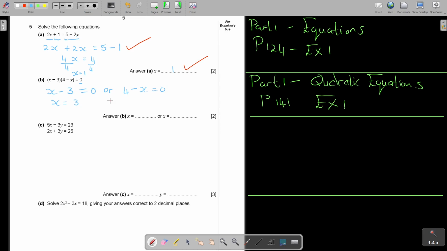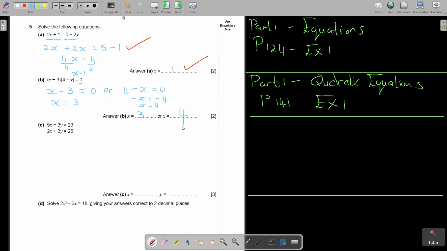And this one, just be careful. If I take it over, I get negative 4. And then if I divide, I get 4. So x is equal to 3, or x is equal to 4. And that is your final answer, 3 and 4.